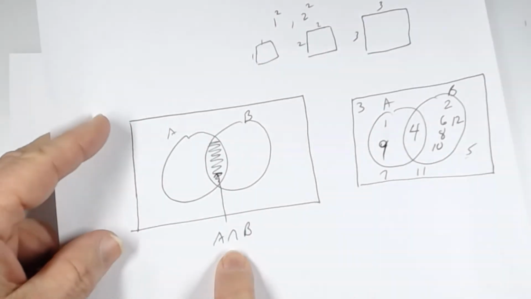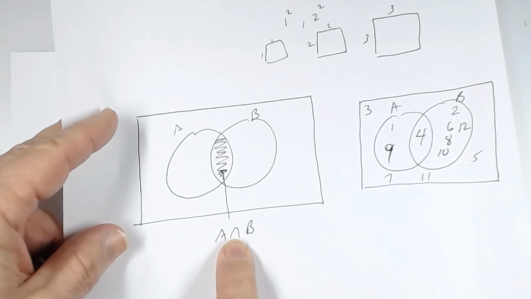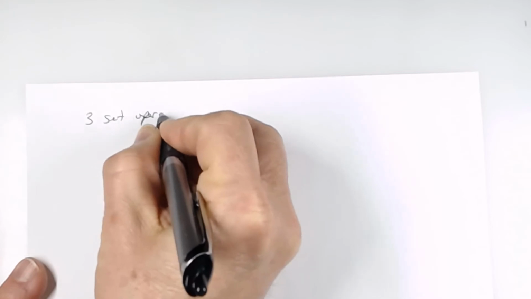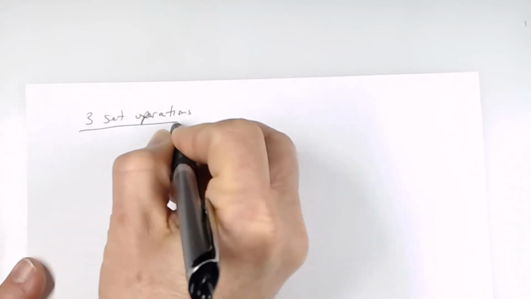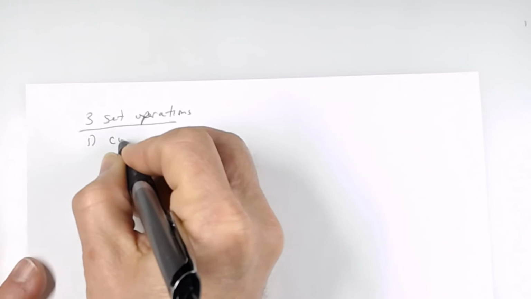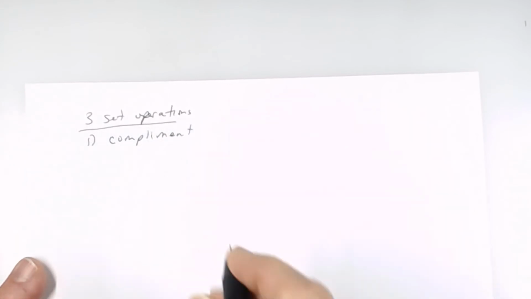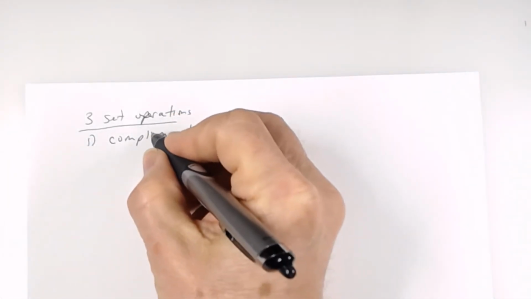Okay, we've already looked at one. We're going to talk about it some more. But one of the operations we can do is, what is this right here? Intersection. That's one of the operations. There are 3 set operations. First one is going to be called the complement. C-O-M-P-L-E-M-E-N-T.